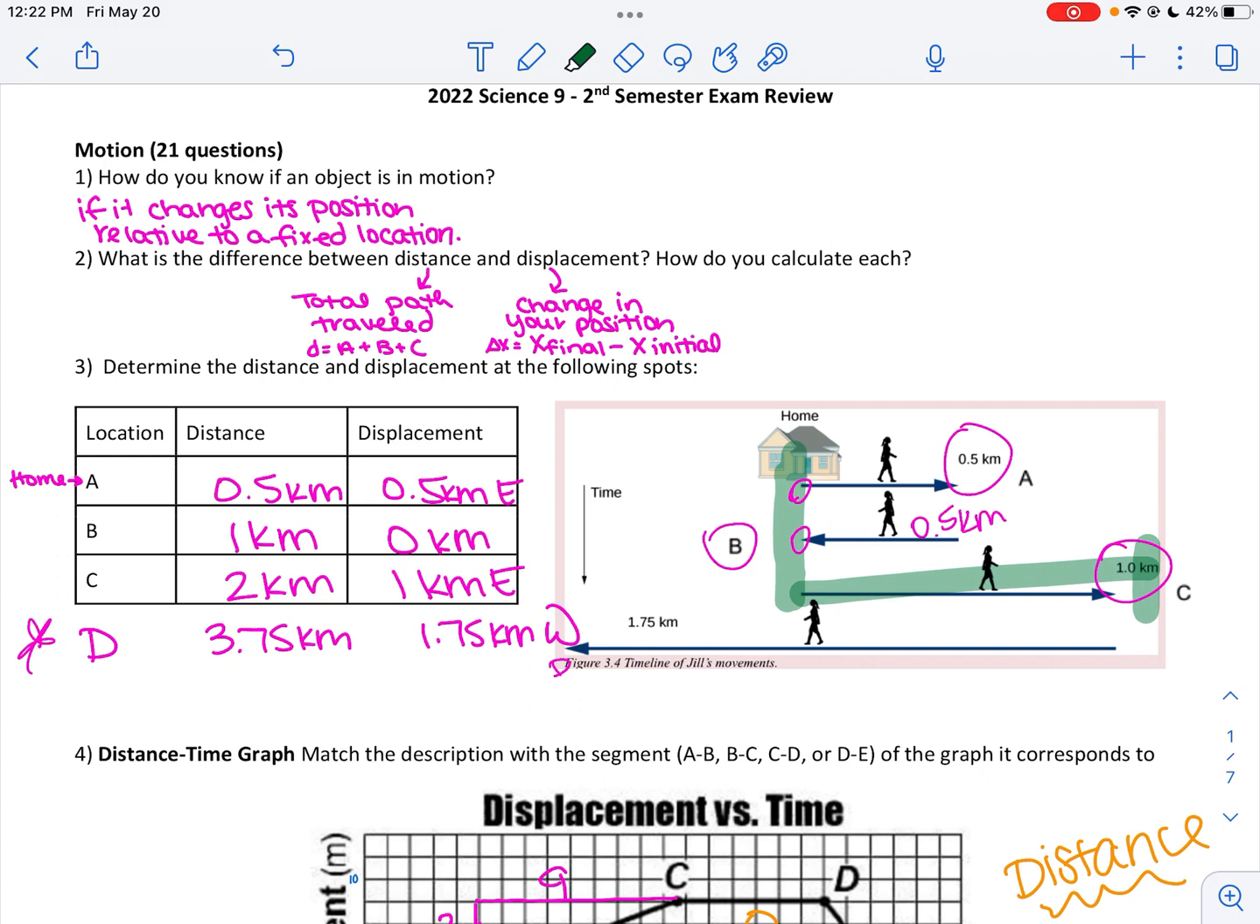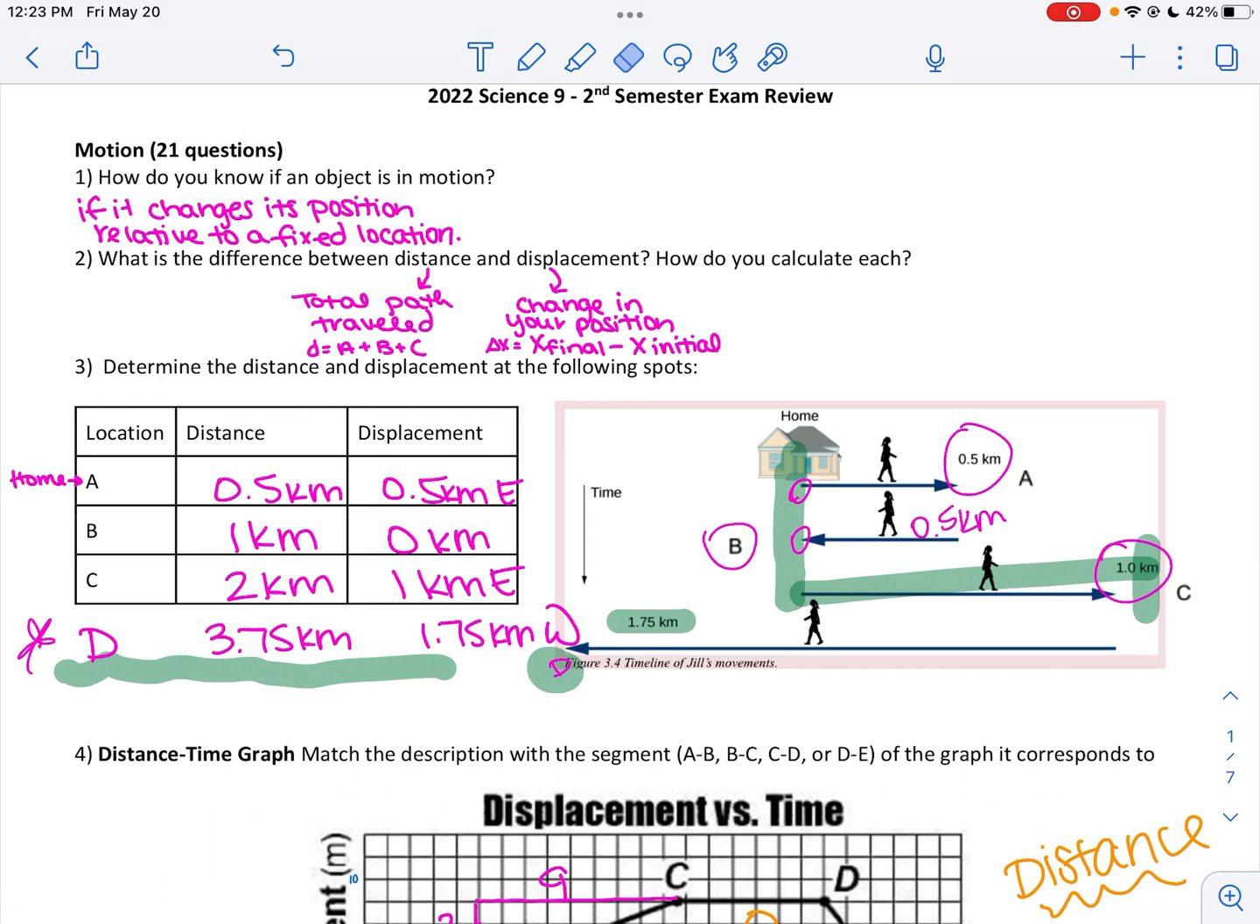The last part, I did add D down here. So you notice in the chart, if you're looking, there's a D right there as well. They're going to walk an additional 1.75 to the left or 1.75 to the west. So now I'm going to take that 2 kilometers and add it to the 1.75, which makes a total of 3.75 kilometers.